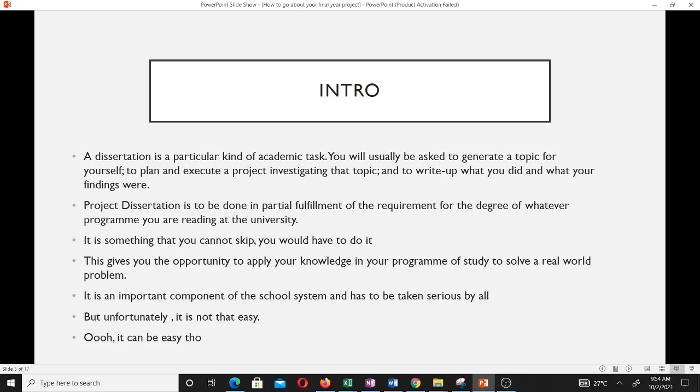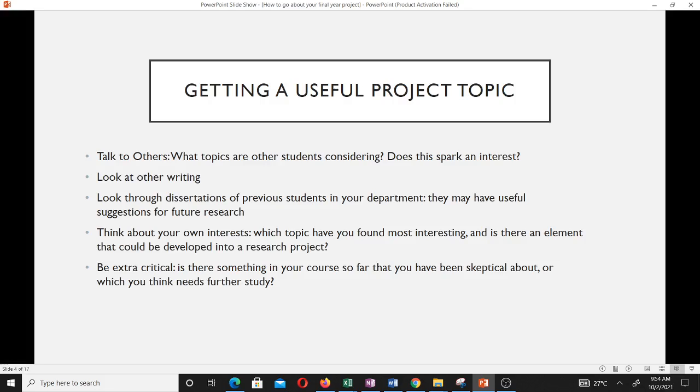It's an important component of the school system and has to be taken seriously by all. But the truth is that it's not that easy. It can be easy though if you put in much effort. So don't be scared. Right now you know what the project is about, if you have to do a project, and why you have to do it.